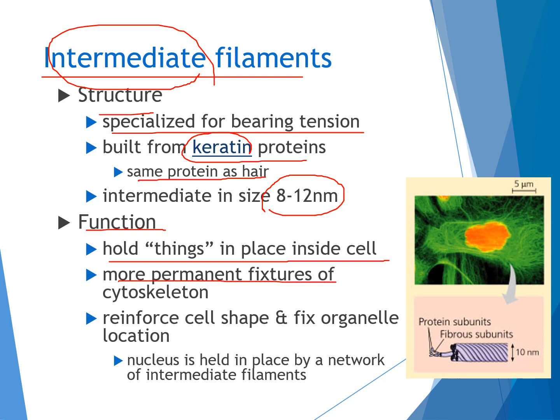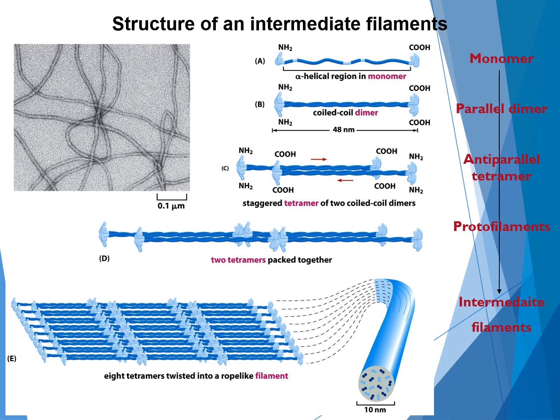Okay, so they are the more permanent fixtures of the cytoskeleton, that means they are the ones who actually cross-link and reinforce the cell's shape and also fix organelle location. Similar to this, the nucleus is held in place by a network of intermediate filaments. This is what you need to know. That's why the nucleus is always in the middle of a cell, because over here they have the negative end, while at the membrane they have the positive end.